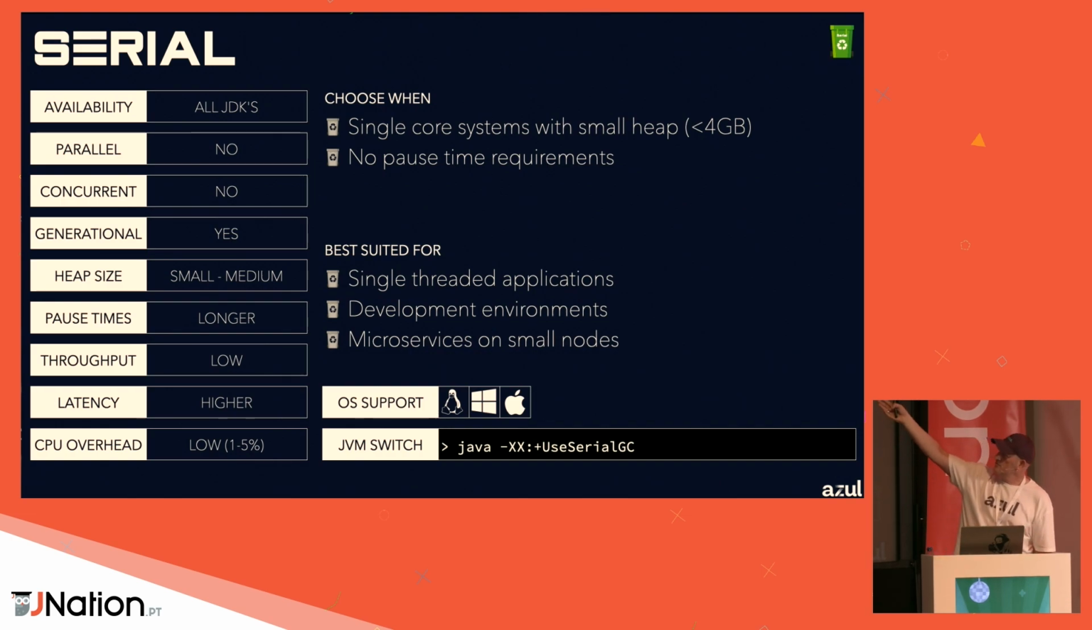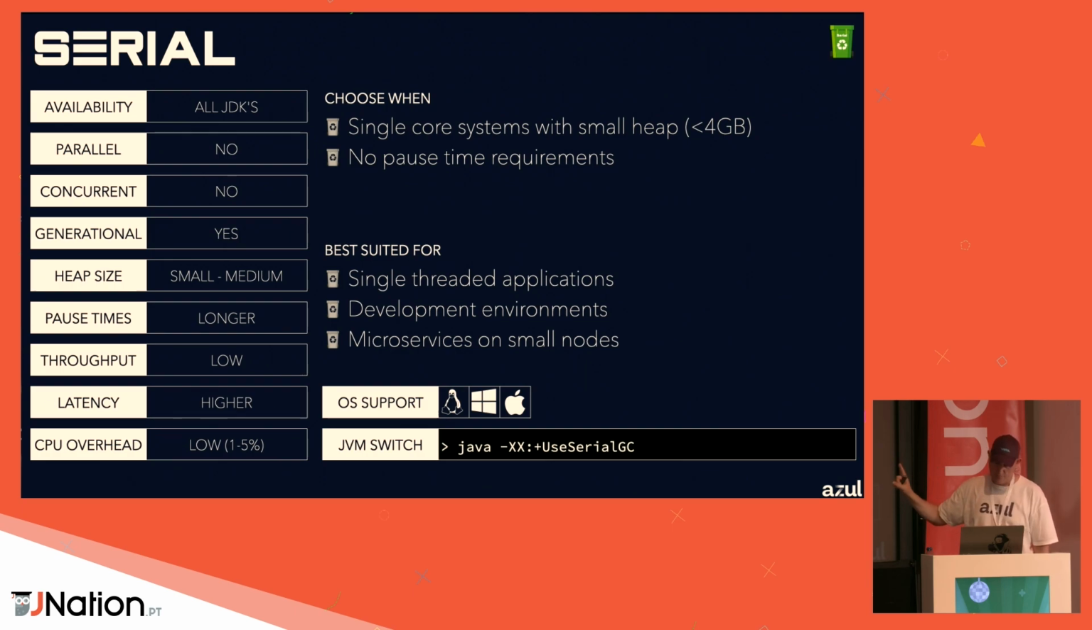So you choose it if you have a single core system with a small heap. Small heap means smaller than 4 gigabytes. And if you don't have any pause time requirements, then you choose the serial one. So usually it's a single-threaded application, development environments, microservices on small nodes. Nice.